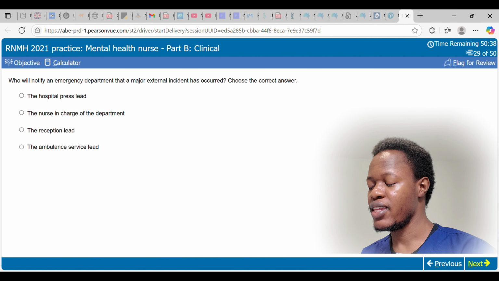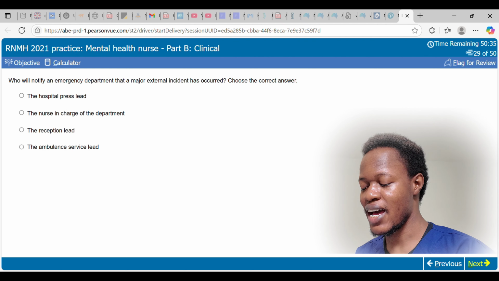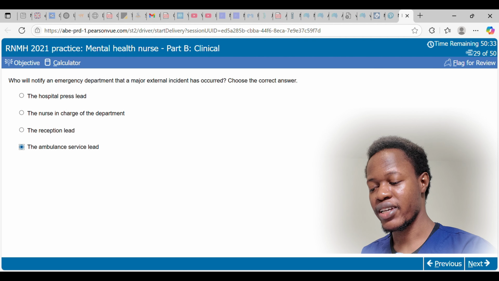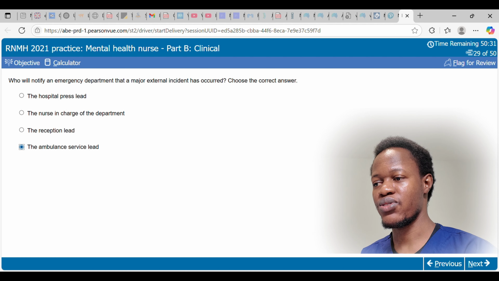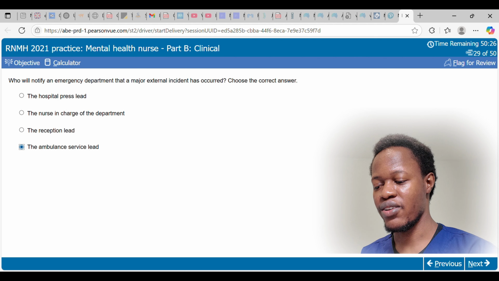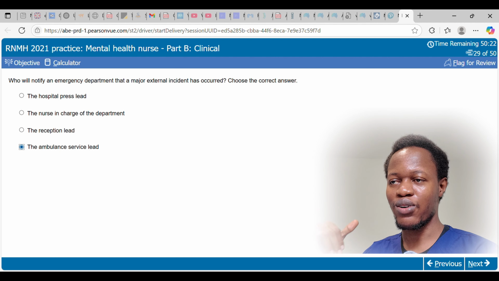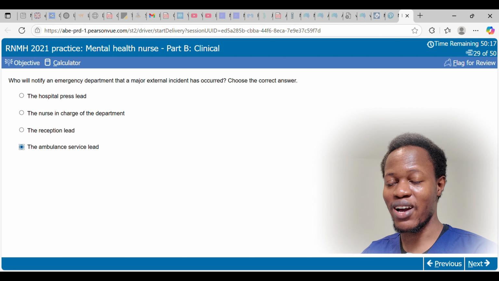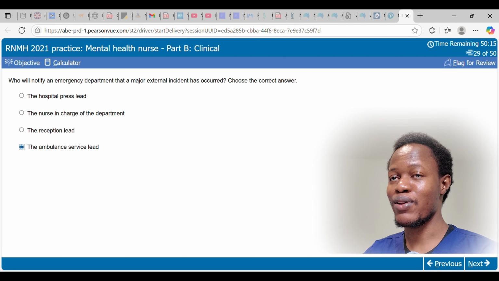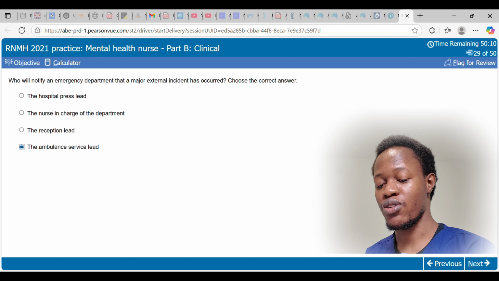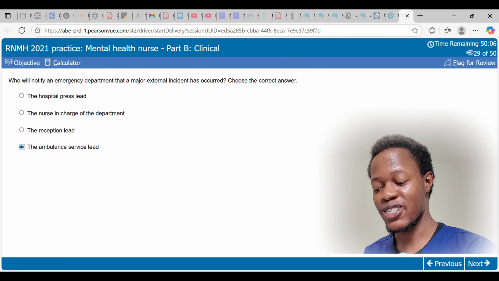The best option should be the ambulance service lead, because they are the ones in charge of those emergency, major external incidents. It's the ambulance that will inform them, like, we have an incident somewhere and we need you to go there, probably bring them to the hospital, or just see if they can be managed at home without bringing them to the hospital. So yeah, D is the best option for this question.